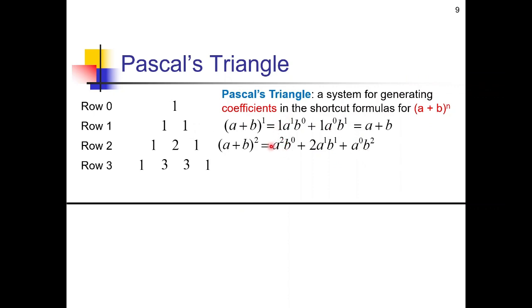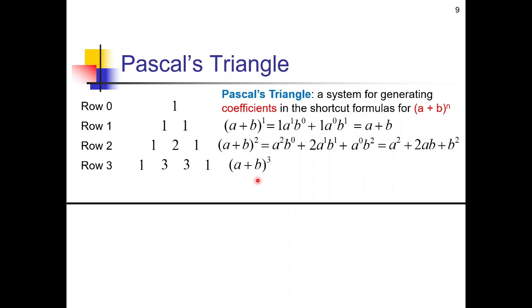This is really just a squared plus 2ab plus b squared, which is exactly the shortcut formula we used when we did a plus b quantity squared. So this is one that we've already got in our bag, but Pascal's triangle gets it, and this is kind of showing that this triangle works for everything. So let's go one more row here, row 3.